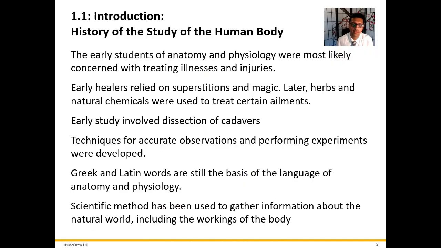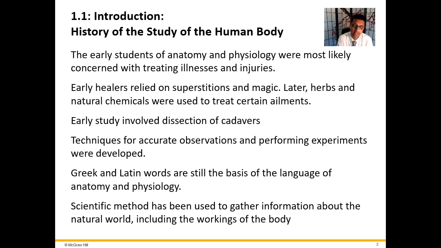All right. So a little bit of introduction to the history of the study of the human body. Early students of anatomy and physiology were most likely concerned with treating illnesses and injuries. Early healers relied mostly on superstitions and magic. Later, herbs and natural chemicals were used to treat certain ailments. Early study involved dissection of cadavers. Techniques for accurate observation and performing experiments were later developed. And the Greek and Latin words are still the basis of the language of anatomy and physiology.